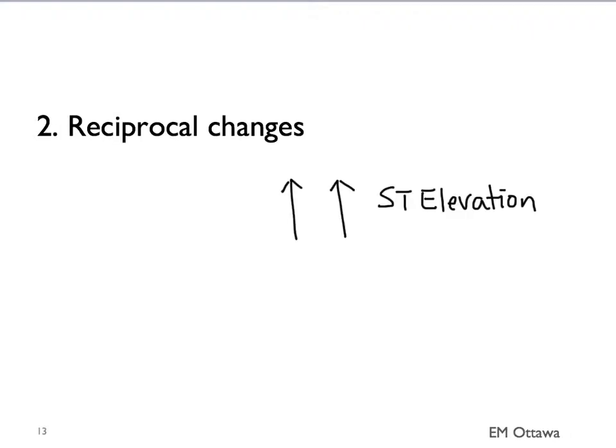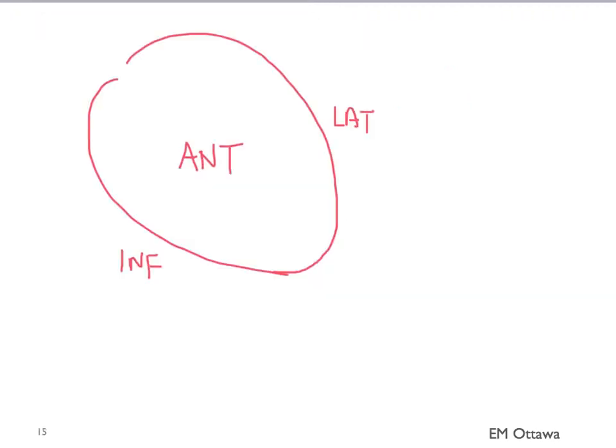It refers to the fact that if you have ST elevation going on in one territory of the heart, the ECG leads corresponding to the opposite territory should show ST depression, almost like a mirror image of the ST elevation. This is a schematic of a heart.